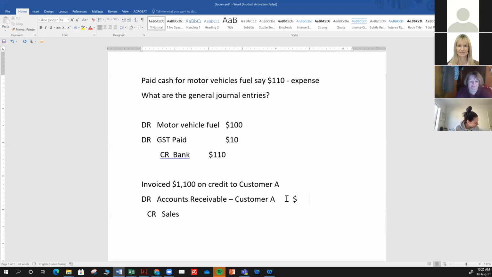$1,000? Wrong. Don't you have to do a separate one for the base price and the GST? 1,100. Yes, thank you, Leonie. And then sales is 1,000, and of course GST collected 100. Who said that? Leonie. Thank you very much, Leonie. GST collected.